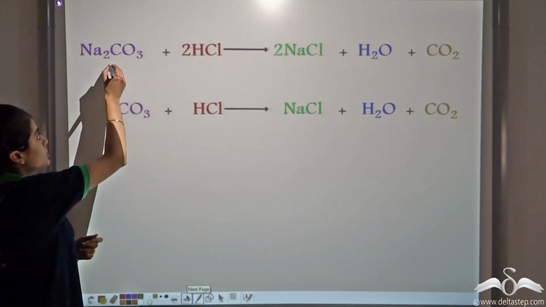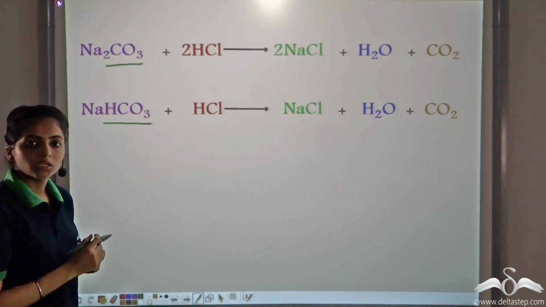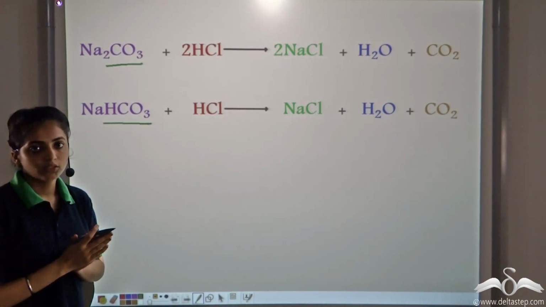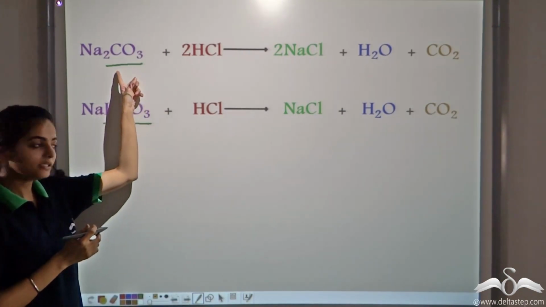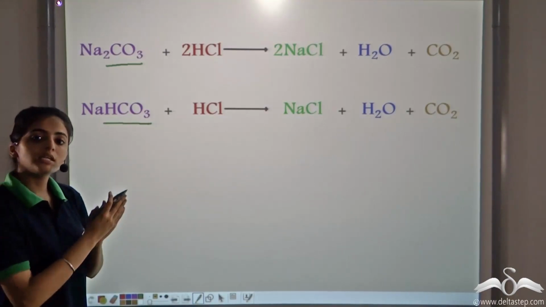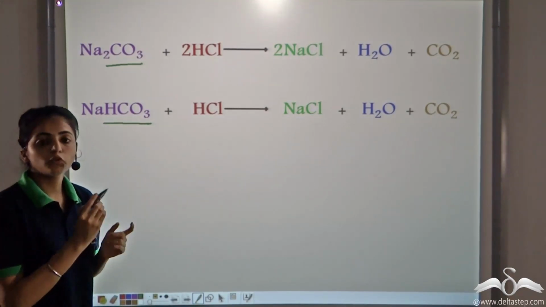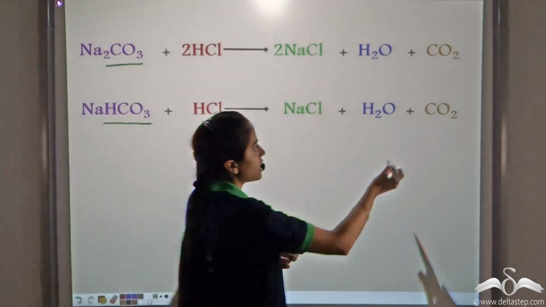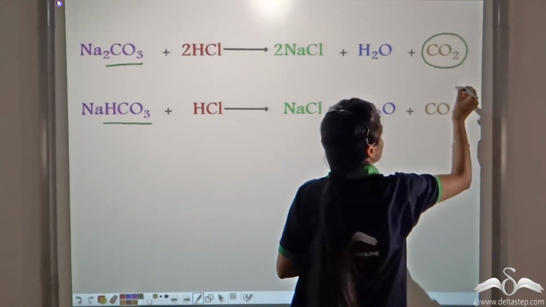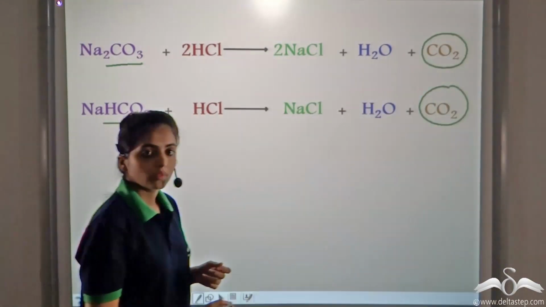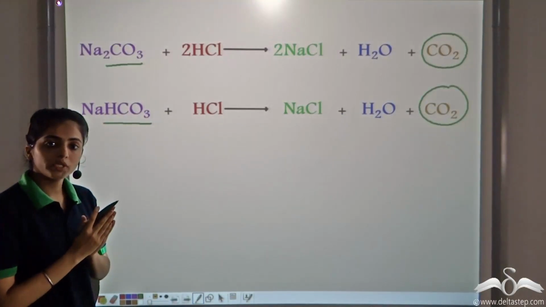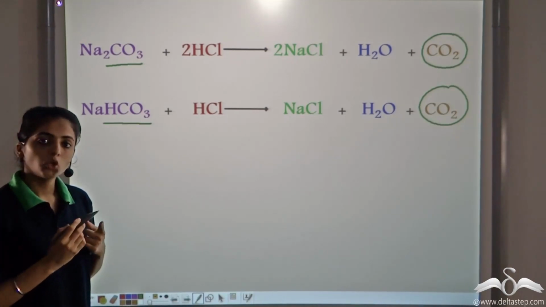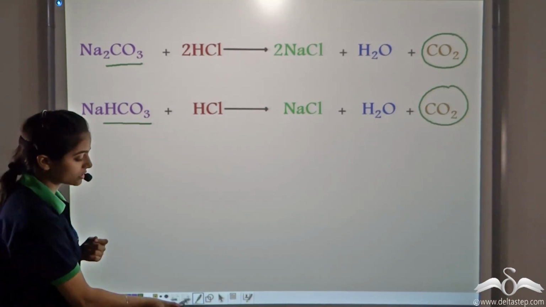Now whenever you see carbonates and bicarbonates, whenever they react with acids, they always release carbon dioxide. So in this case, when we have sodium carbonate and sodium bicarbonate, they react with the acid HCl, they form the corresponding salt, that is NaCl, water, and they release carbon dioxide gas. So whenever a carbonate and a bicarbonate react with an acid, it forms salt, water, and releases carbon dioxide gas.